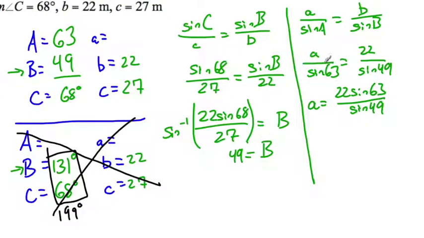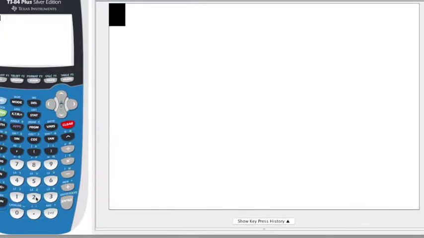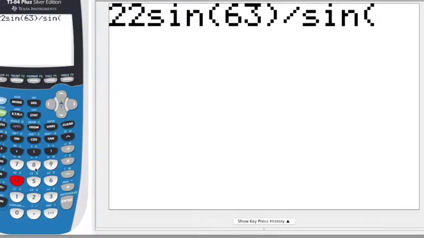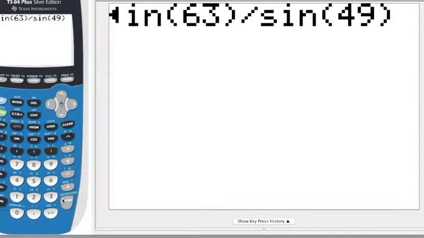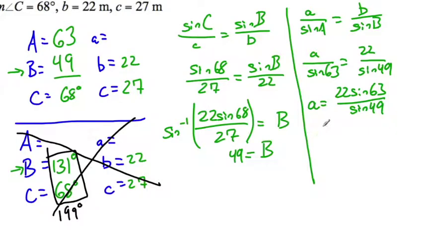I can get rid of this fraction here by multiplying both sides by sine of 63. So if I do that in my calculator, what's 22 sine of 63 divided by sine of 49? Watch out for those parentheses there. I get this, 25.97. If I round that, that's just going to be 26. And so there we go.